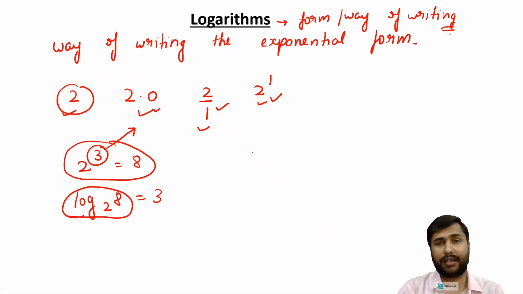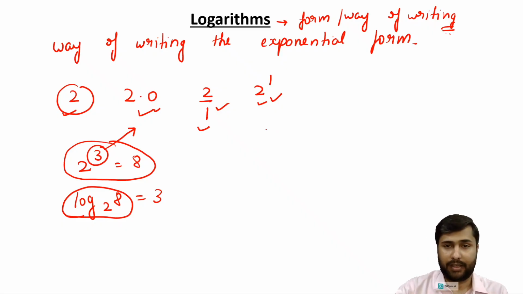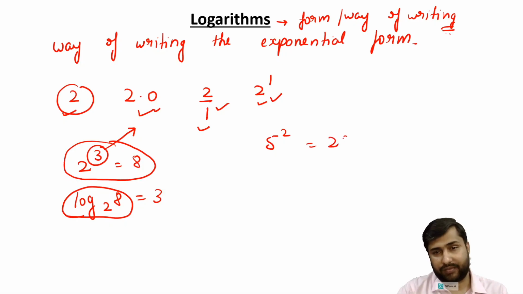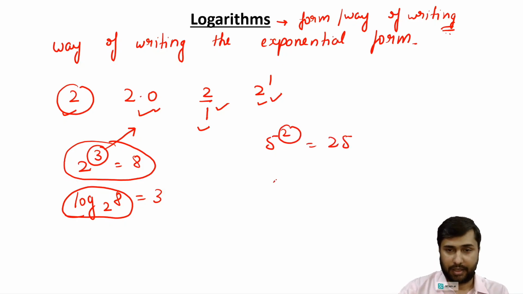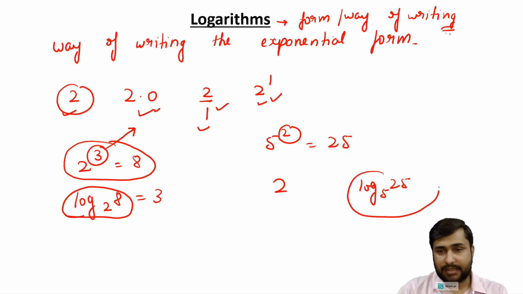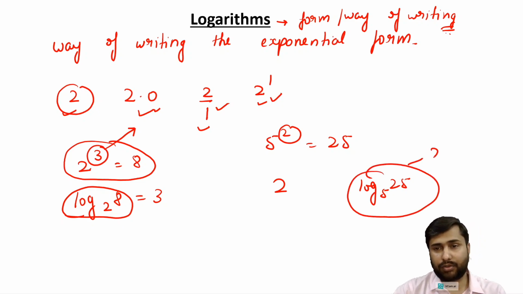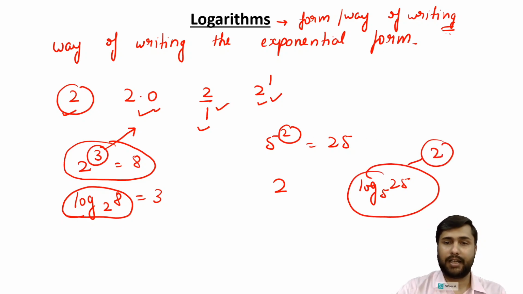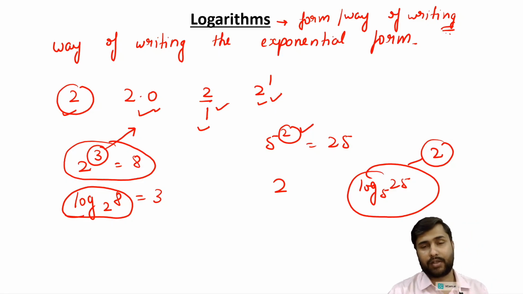What exactly are you writing? You are writing the exponent. If I say 5 to the power 2 is equal to 25, what is the exponent over here? 2 is the exponent. So if I want to write 2, then I will write log 25 to the base 5. So the value of this is equal to 2, which is our exponent. I hope you understood the basics of log.